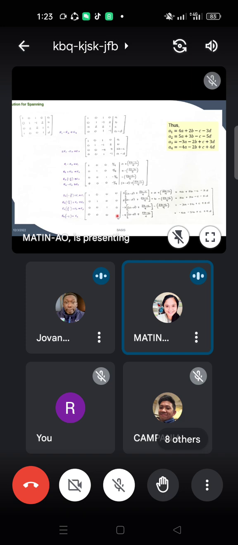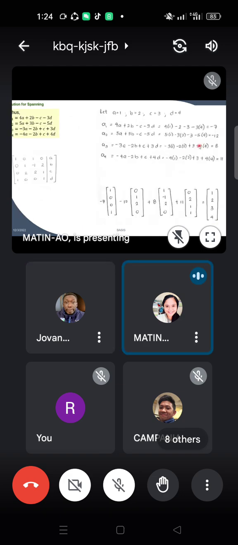Terms of till such time na makaabot ko sa row echelon form, and then I simplify to A1 to A4. So I come up with A sub 1 is equal to 4B minus C minus 3D, and so on. Basta ang result sa row echelon form, ni-gawas ang A1. And then A2 is this one, A3, and then A4. Okay? So this is actually the spanning.